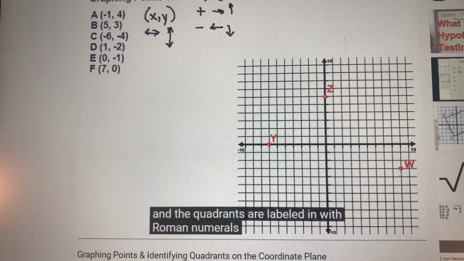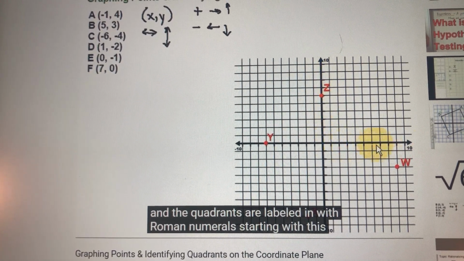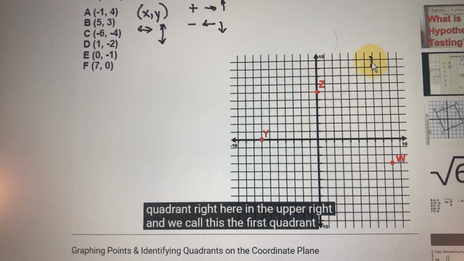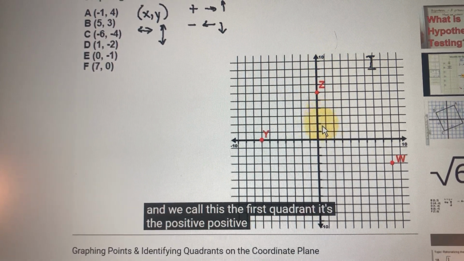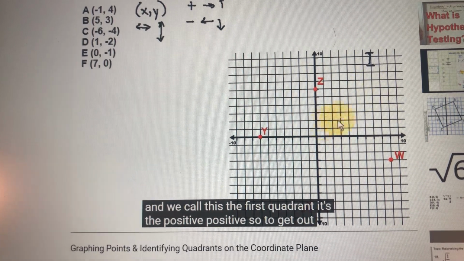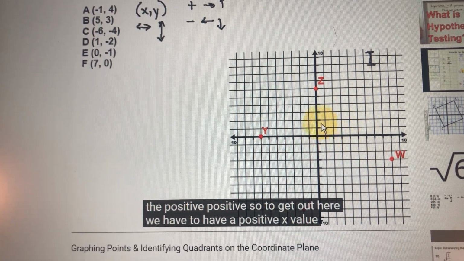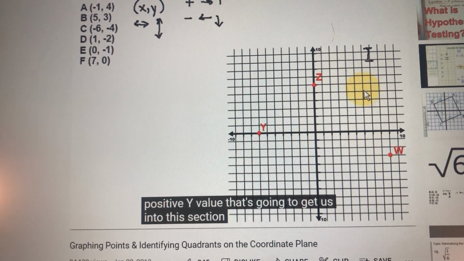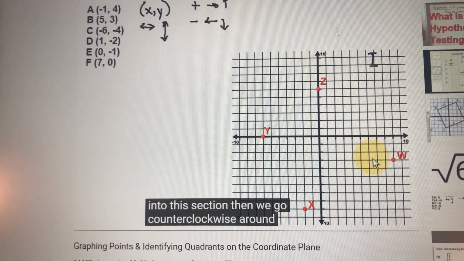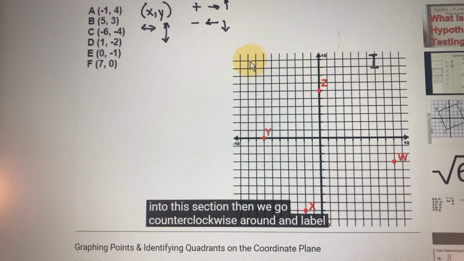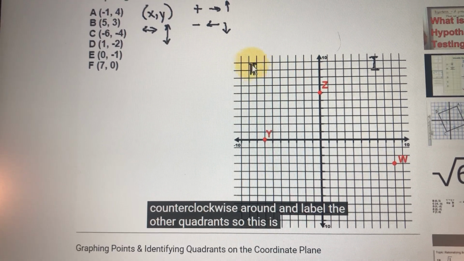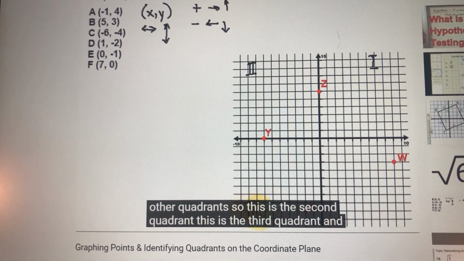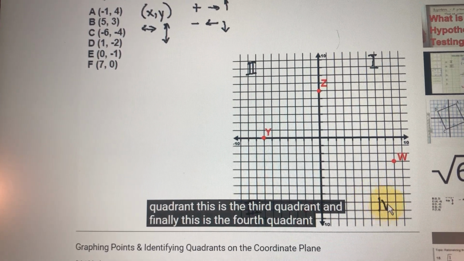Also, we can talk about the quadrants on the coordinate plane, and the quadrants are labeled with Roman numerals, starting with this quadrant right here in the upper right. And we call this the first quadrant. It's the positive, positive. So to get out here, we have to have a positive x value and a positive y value. That's going to get us into this section. Then we go counterclockwise around and label the other quadrants. So this is the second quadrant. This is the third quadrant. And finally, this is the fourth quadrant.